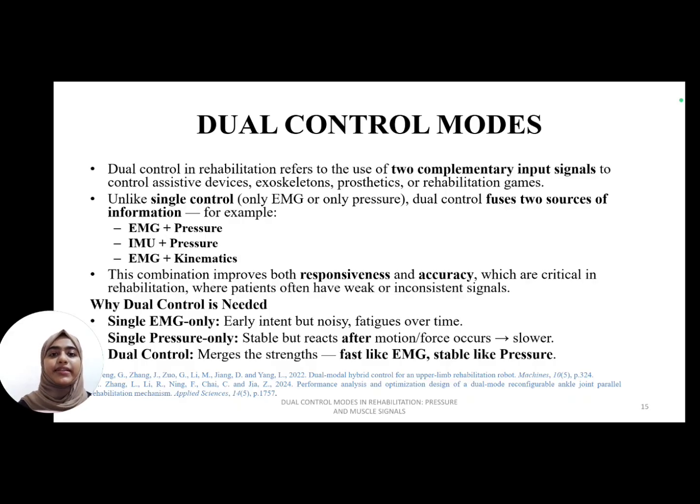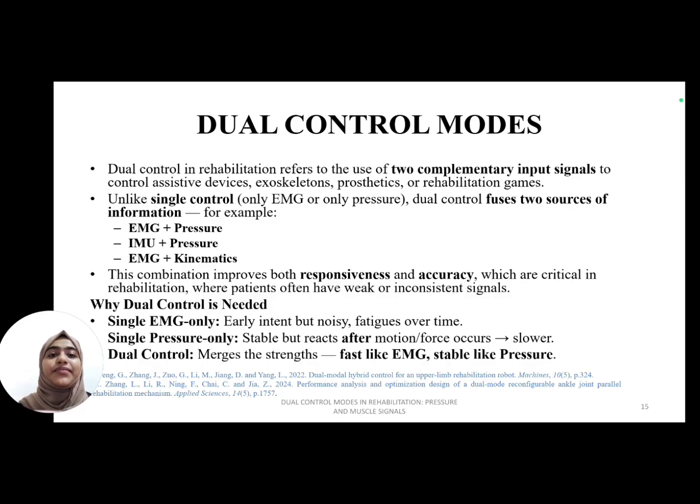Dual control in rehabilitation refers to the use of two complementary input signals to control assistive devices, exoskeletons, prosthetics or rehabilitation games. Unlike single control, which only uses EMG or only pressure signals, dual control mode fuses two sources of information. For example, EMG plus pressure, IMU plus pressure, or EMG plus kinematics. This combination improves both responsiveness and accuracy, which are critical in rehabilitation where patients often have weak or inconsistent signals.